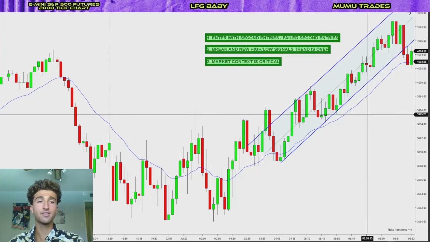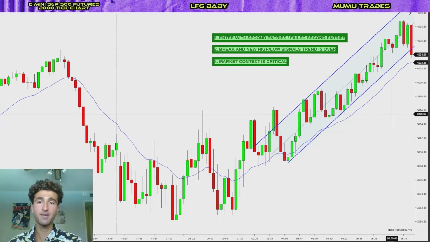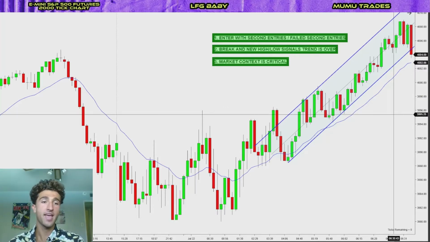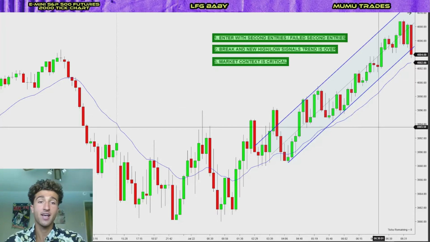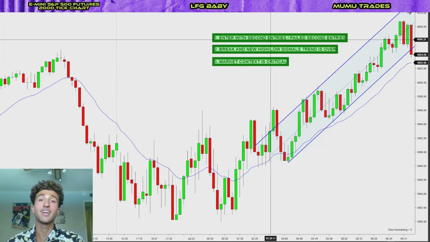On the right side of the chart right now, it's about 6:30 a.m. Pacific time, which represents the start of the market. And this simple price action method really just revolves around trend lines and resistance and support areas, as well as rule number one, entering with second entries or failed second entries.